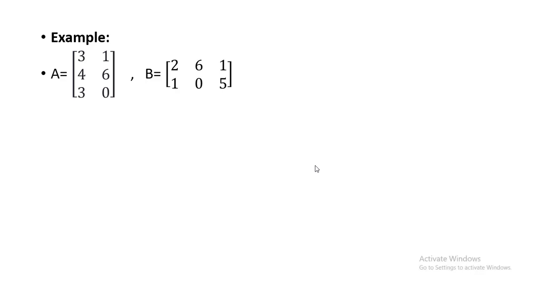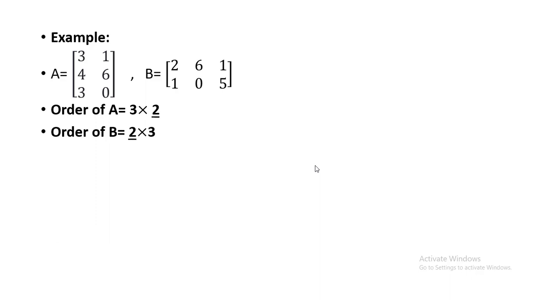So let's just take another example. Let's say we have these two matrices. As you can see, I have changed matrix B a bit. Now these two matrices have completely different dimensions. Matrix A has dimension 3 by 2. Matrix B has dimension 2 by 3. So now the order of A is 3 by 2, and the order of B is 2 by 3.